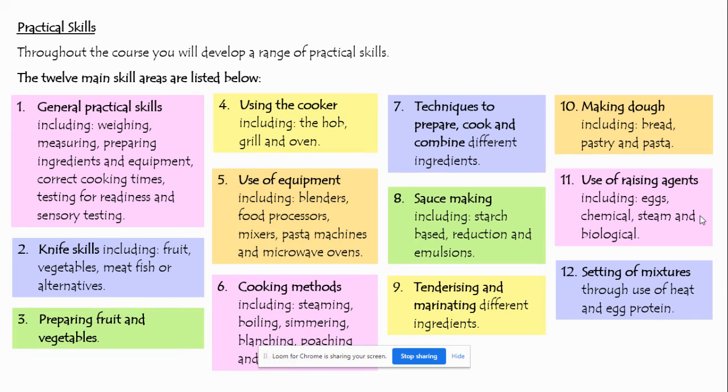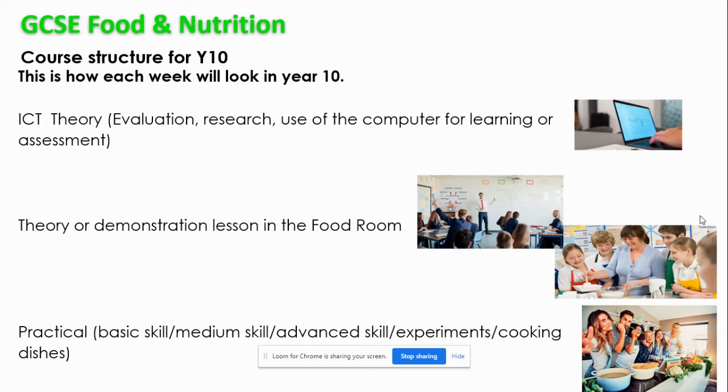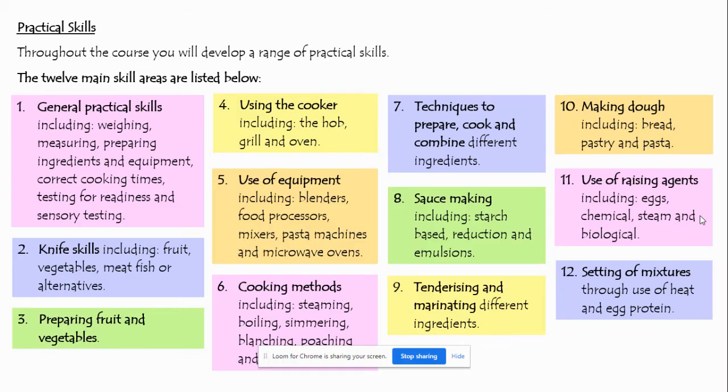So let's have a look at the skills that you will develop. I'm not going to go through all of them now with you. I will just suggest that you maybe pause the video and have a look for yourself. You can see lots of different processes, skills and techniques. We do a lot of cooking, put it that way.